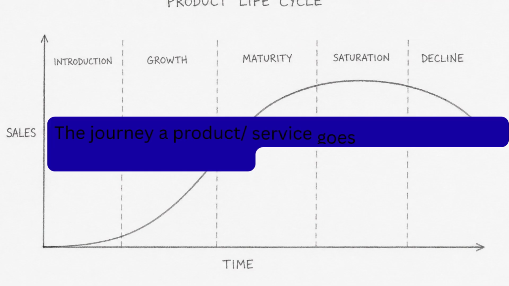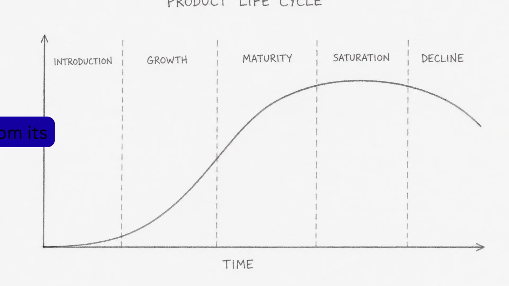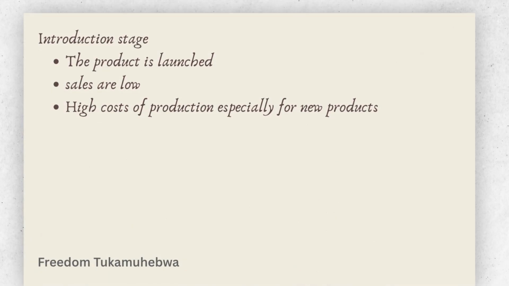The product life cycle is the journey a product goes through from launch to being pulled out of the market. It has 5 main stages. The first stage is the introduction stage. Here, the product is just launched.